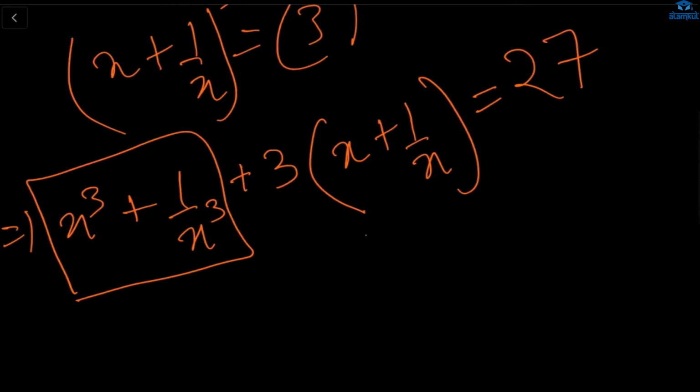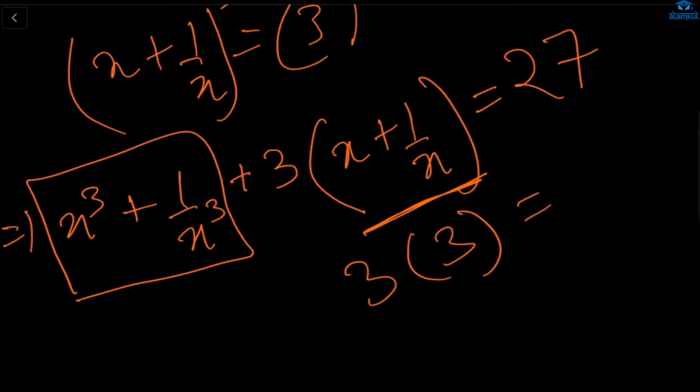And we already know the value of x plus 1 by x. It will become x plus 1 by x is plus minus 3. So this value will be 3 only, I have. x plus 1 by x, I have. Yes, ma'am. 27 plus x cube plus 1 by x cube.